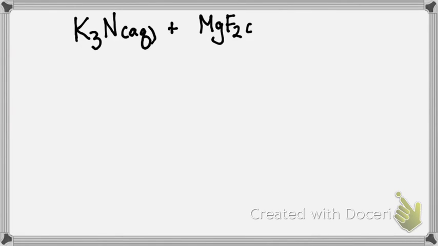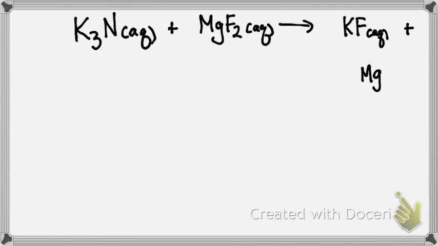So let's think about this another way. We have K3N aqueous plus MgF2 aqueous. That yields KF aqueous plus Mg3N2 solid. Let's think about balancing through another vein.